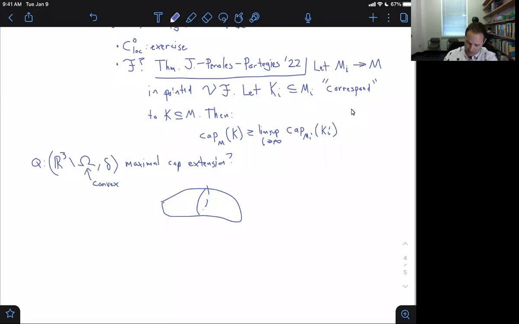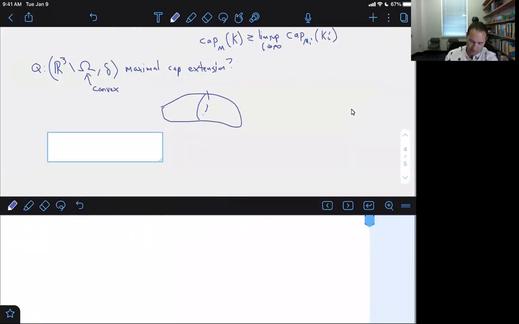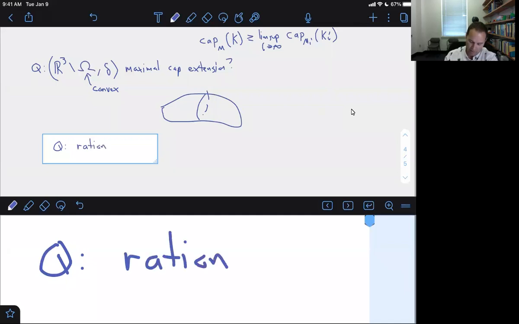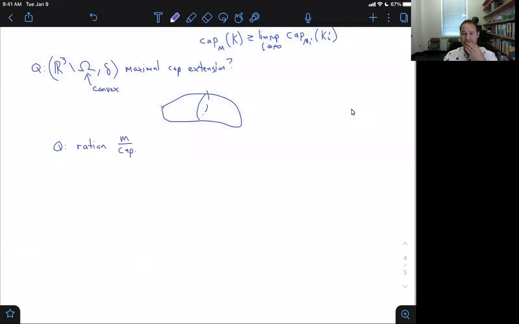Another thing, and this is very much inspired by Pengzi's results from earlier, is it might also be interesting to look at the ratio of mass over capacity and see if that's something worth optimizing. That's kind of a union of the two halves of the talk. You could minimize mass, you could maximize capacity, or it might be a little bit easier to look at the ratio and see if you could optimize that.